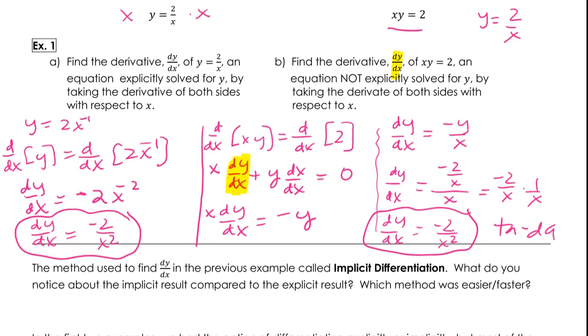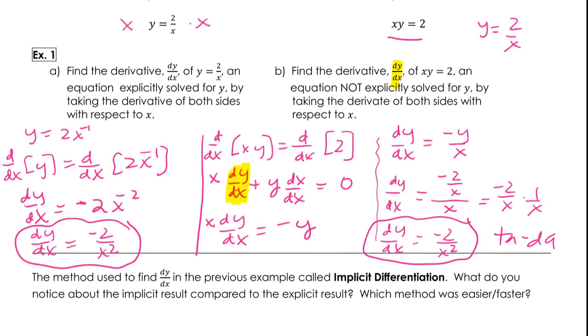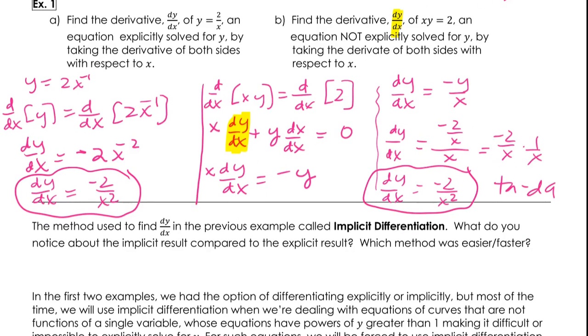Okay, so the method that we used in the previous example on B, this way right here, is called implicit differentiation. Okay, so we noticed that they were the same, but which one was easier? So what do we notice? They're the same. So which method was easier? I think the explicit. Look at how much less work the explicit had. The explicit had a lot less work because y was already isolated.